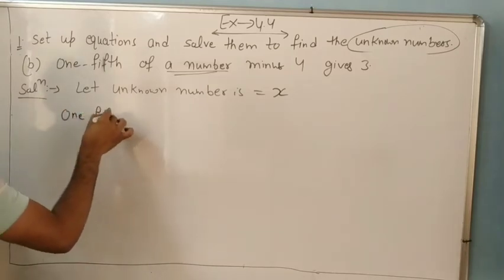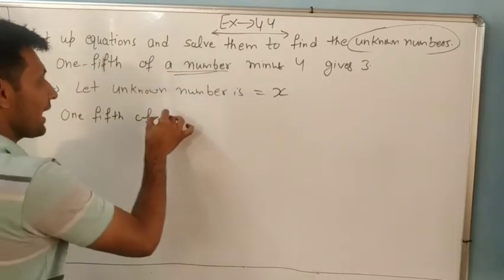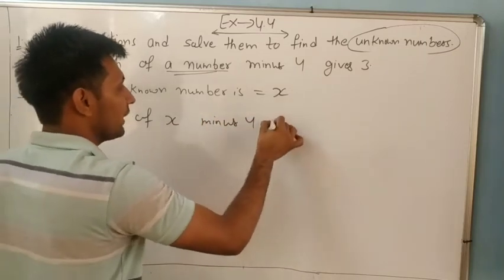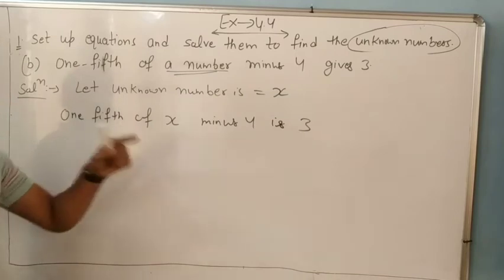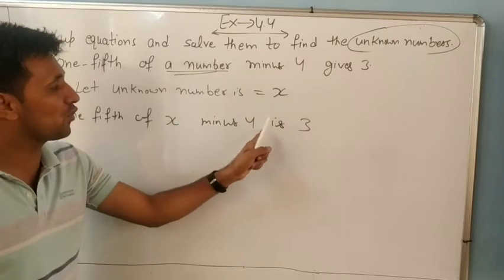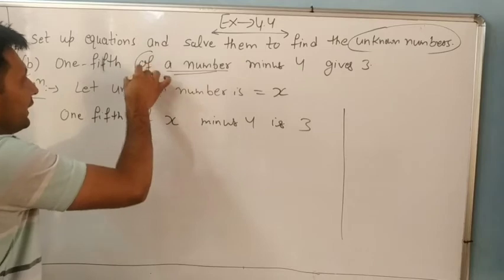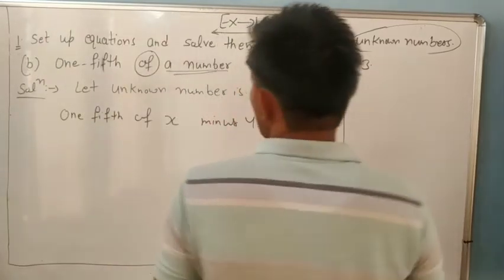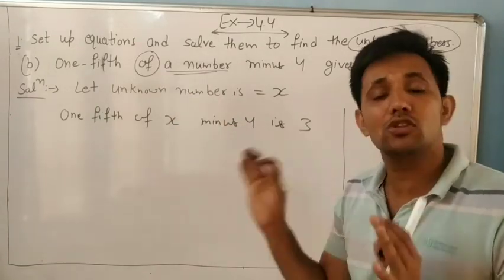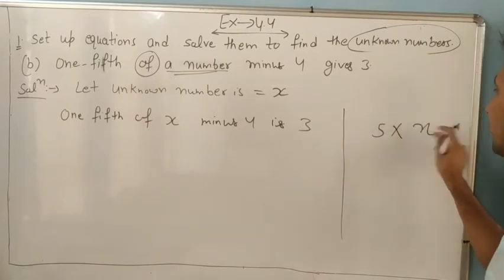1/5 of a number. Of whose? Of X, minus 4 is 3. It is given or not? 1/5 of a number. What is the number? X. Of X minus 4 is 3. It's very simple dear. Of means multiply. If I write 5 times of, times also means multiply, of also means multiply. 5 of 3, 5 of x. So it is of means multiply.